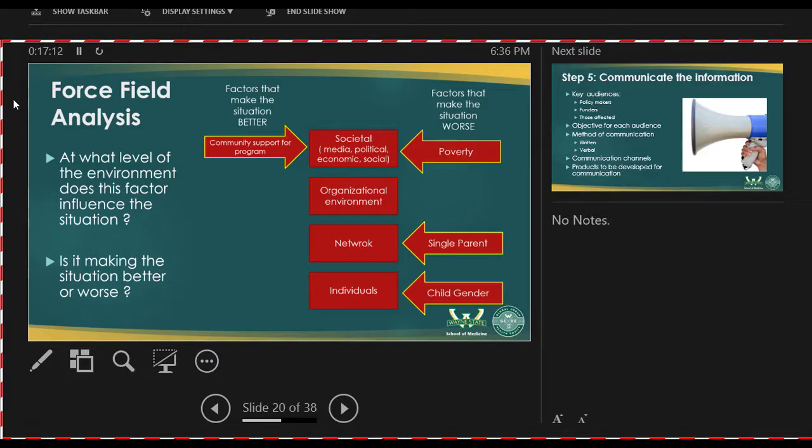I just gave an example of a study being conducted in a village on child health. It's similar to what Jeff is going to do later today. So this is a force field analysis of the situation that's there.